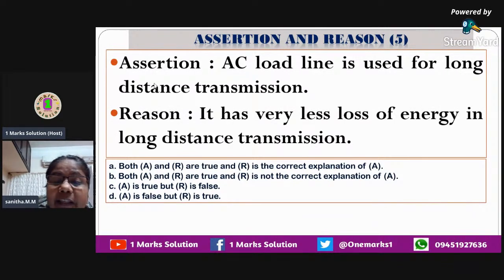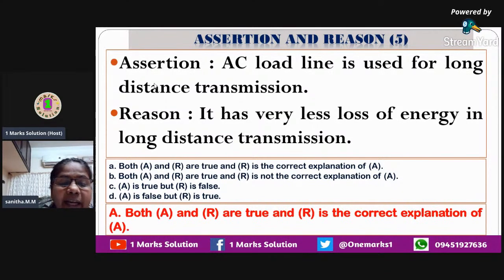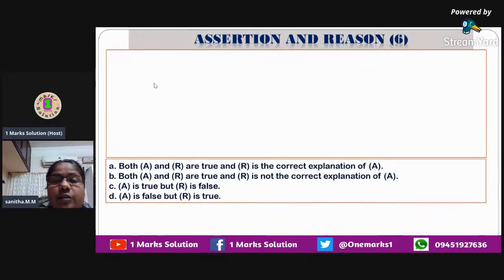What is the reason given here? We can see it has very less loss of energy in long distance transmission. That is absolutely correct, isn't it? So A and R are true and R is a correct explanation of A. In between, I told something that is also very much important. You should know what things are happening in our daily life, isn't it? With the help of electromagnetic induction only, all this is happening. We are getting current, the production of the current, not only the production, the transmission also takes place. So here the answer is A. Both A and R are true and R is the correct explanation of A.